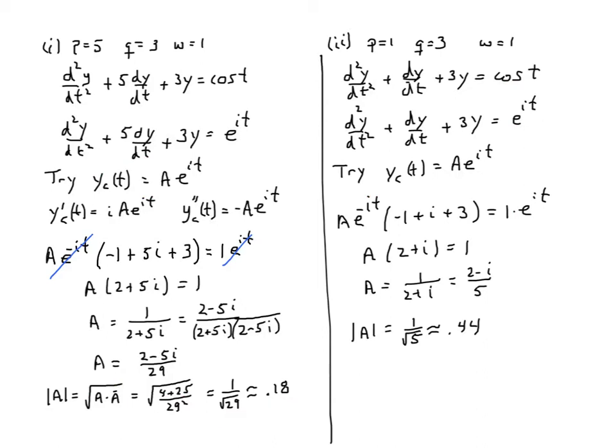On this side, same idea. We plug in, we collect like terms. A is 1 over 2 plus i, otherwise known as 2 minus i over 5, after multiplying above and below by the complex conjugate. The magnitude of this, using the same formula, is 0.44. And so this is the larger amplitude, 0.44 versus 0.18, so this guy goes with the first graph.